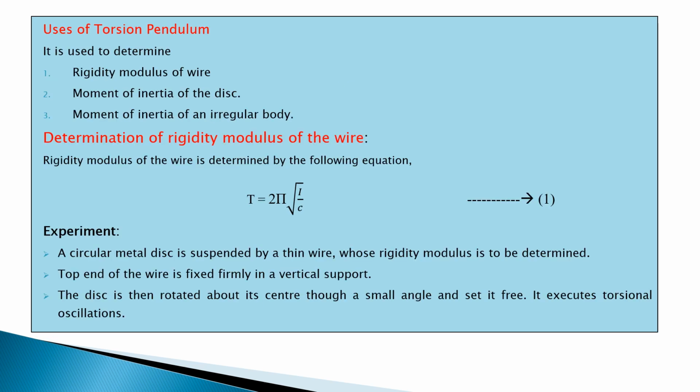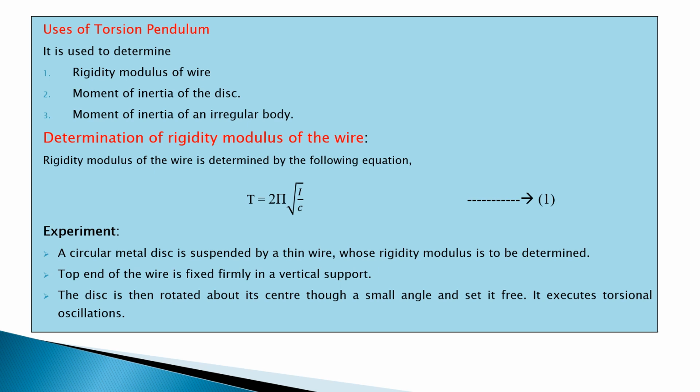So T equal to 2 pi root of I by C is the time period of oscillation for a torsional pendulum. What are the uses of a torsion pendulum? First of all, it is used to determine the rigidity modulus of any kind of wire, and it is also used to measure the moment of inertia of the circular disc attached to the wire. Not only a circular disc, it can be used to determine the moment of inertia of any kind of irregular body. These are some of the uses of a torsional pendulum.